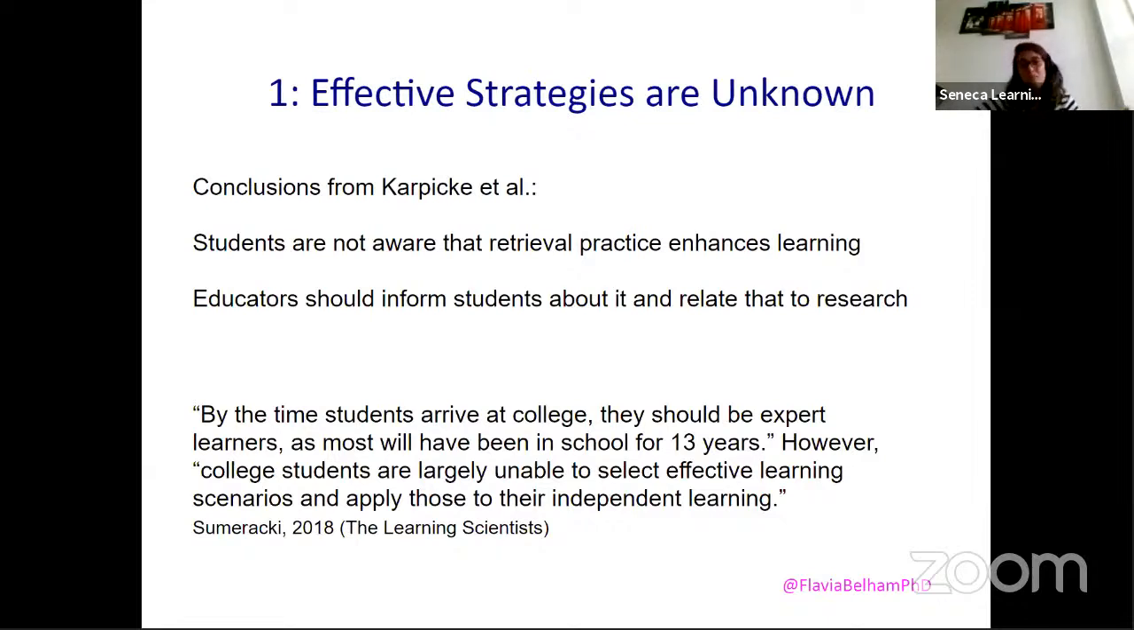They can't really come up with their own effective strategies, right? They will just repeat what they've been doing forever, which is highlighting, reading, and writing summaries. So it's up to us to teach them what's the best way to study.